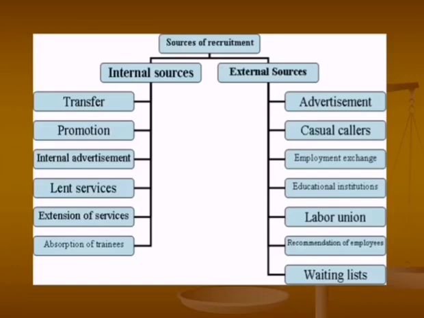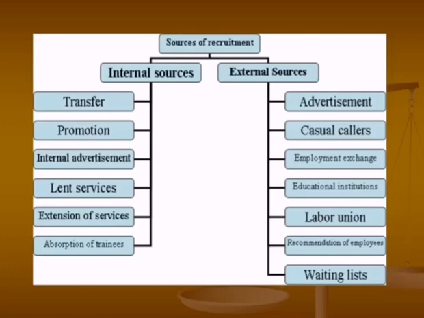The next is educational institution. Yes, all you know about this. In educational institution, the companies go to the educational institutions from where they select the suitable employees for the jobs. You also call it college campus placement. The next is labor union. In labor union, the organization may select the candidate from the labor union of the company to satisfy the labors also.